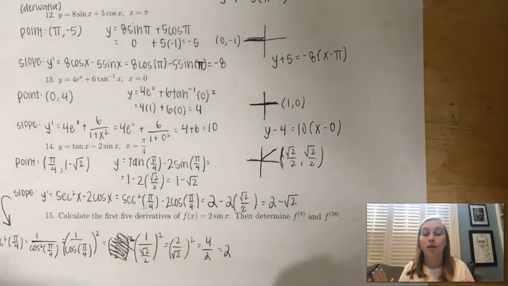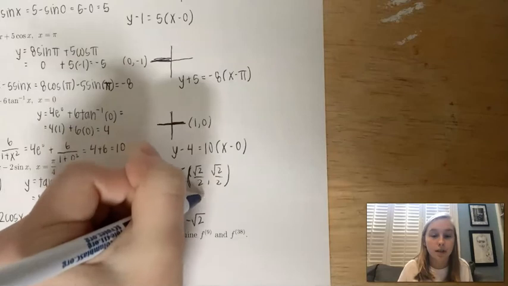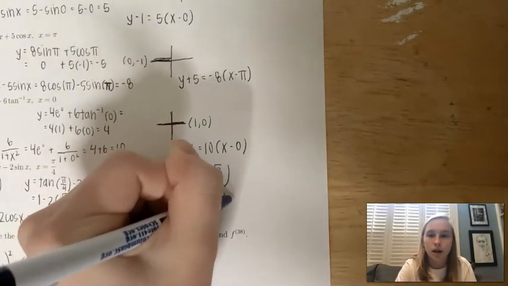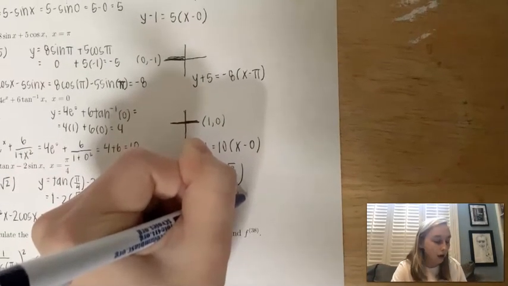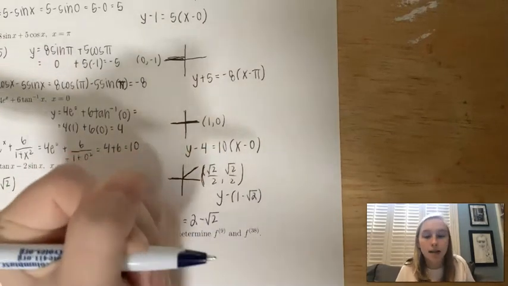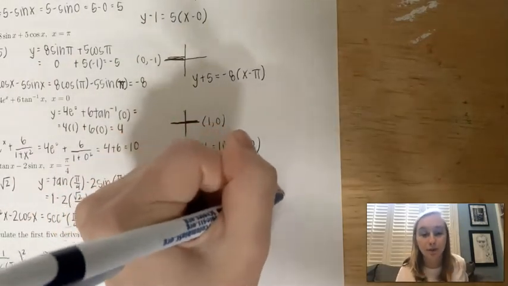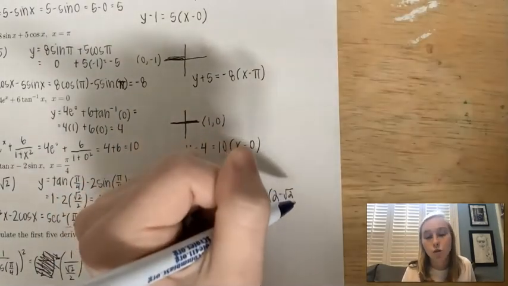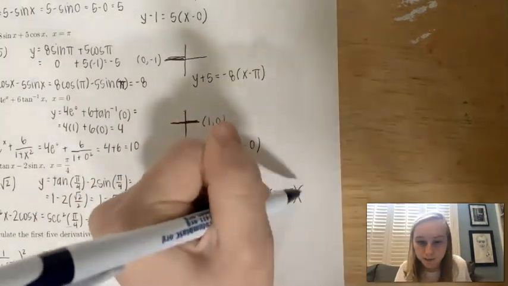Remember, we still have to write the tangent line equation though. That's what we're doing all this for. Sorry, I slid it out of view. But remember the point was pi over 4, comma 1 minus root 2. So you get y minus (1 minus root 2) equals the slope that we just found, 2 minus root 2, times x minus pi over 4.